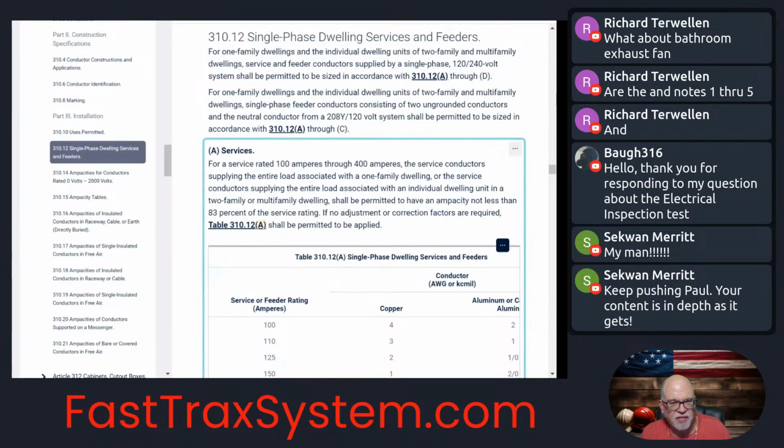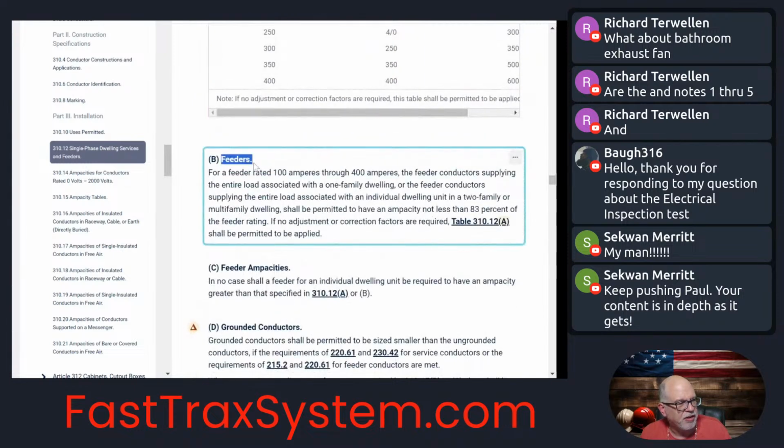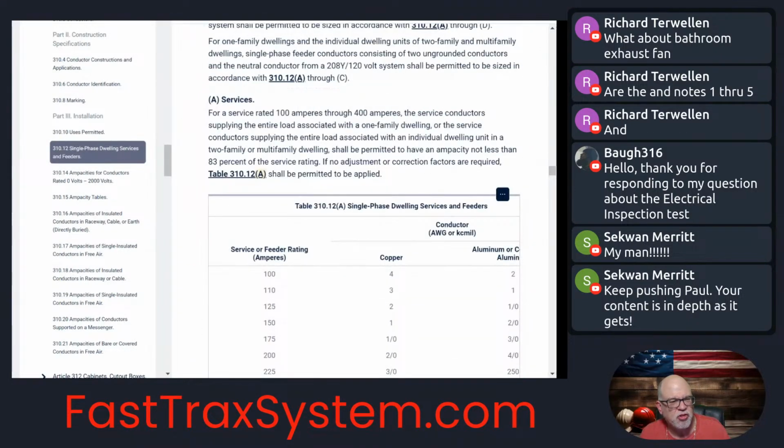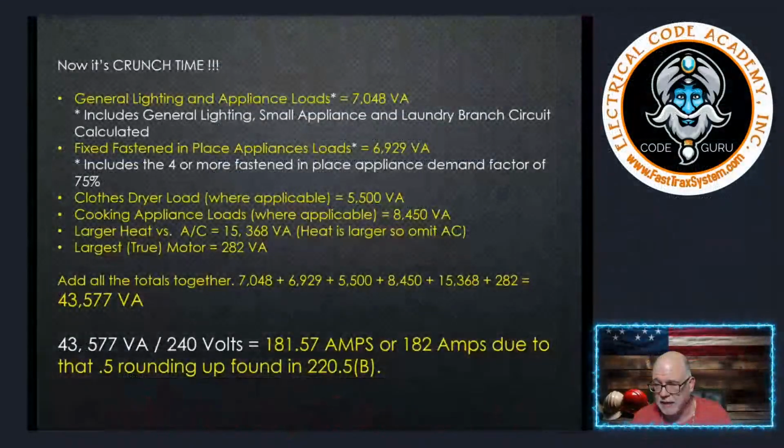Now that was for services, that's A, as you see right here, but there's also a B for feeder, typically the same rules, 83%, that type of thing, all right? It's not brain surgery when it comes to that. Just want to make sure you know to apply it, okay?